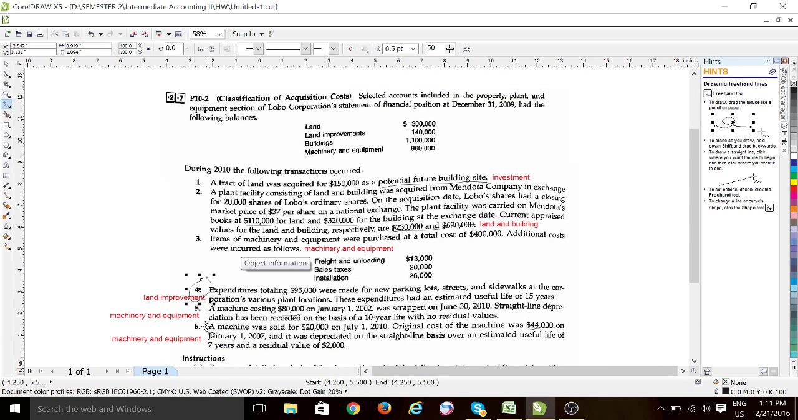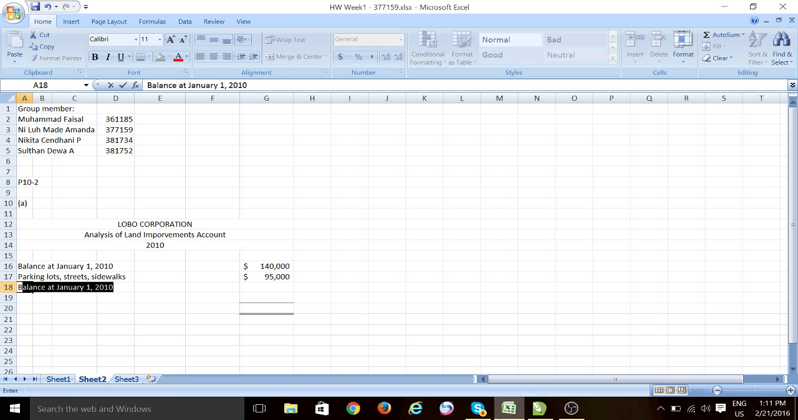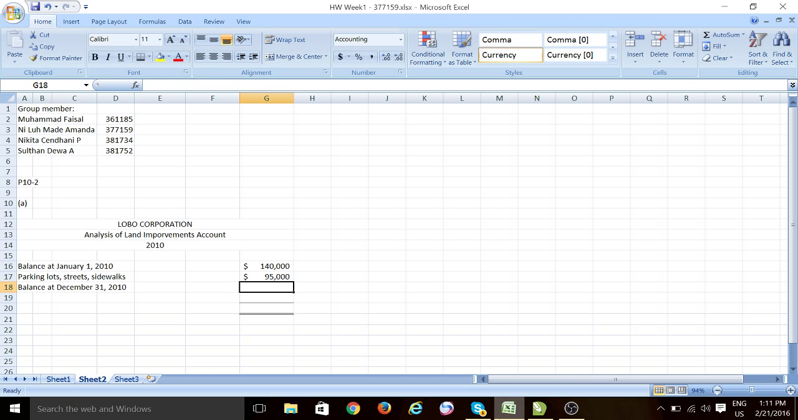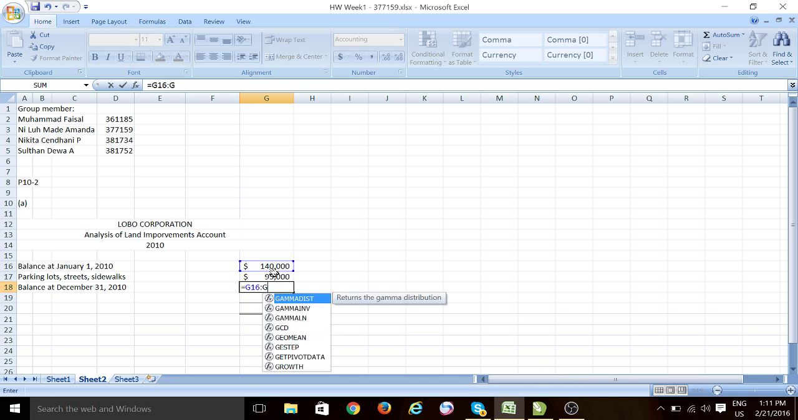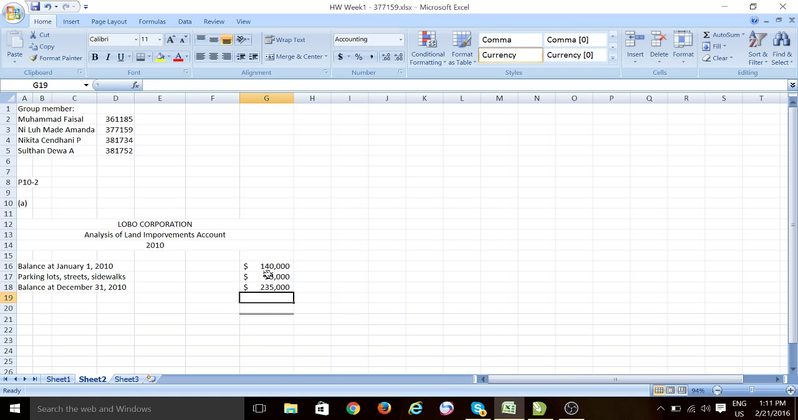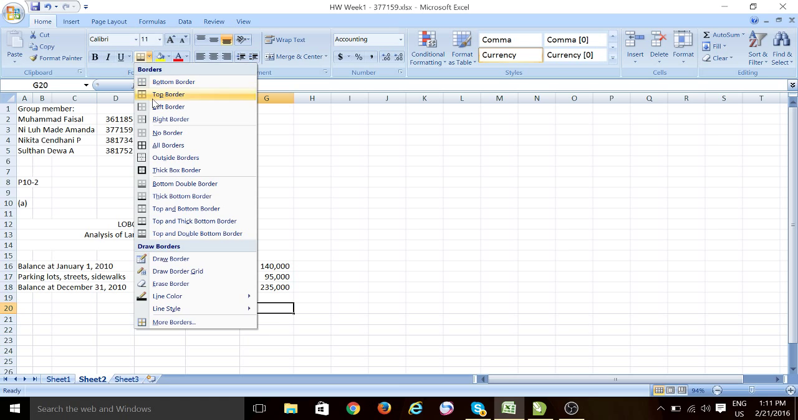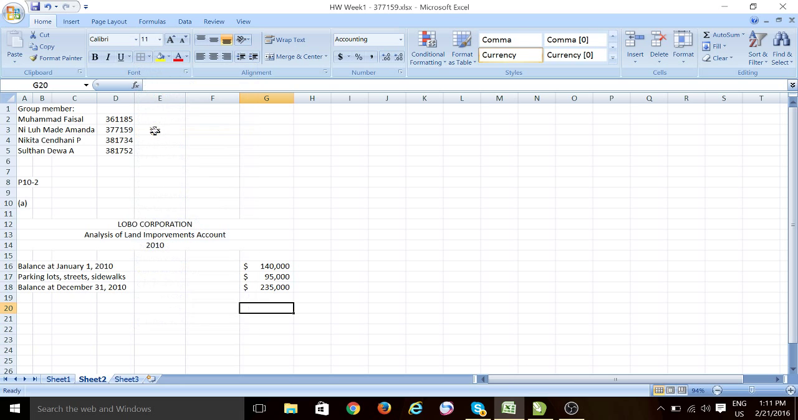Since there are no other transactions which affect land improvement, you can just calculate the ending balance. Sum this up, and we got $235,000 as our ending balance for the land improvement account.